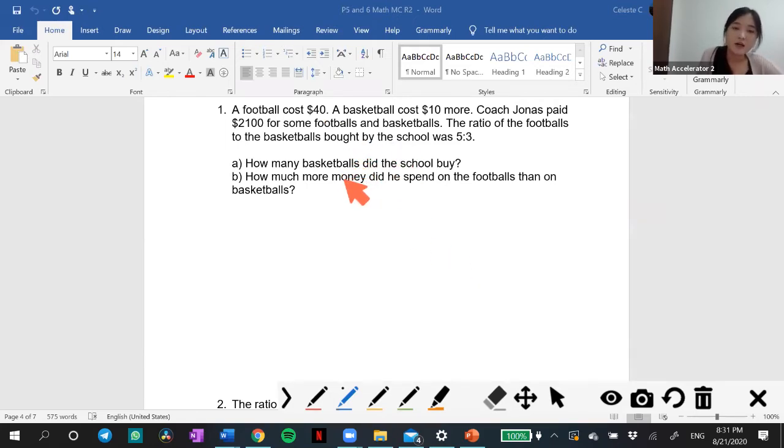Okay, so part A, how many basketballs did the school buy? So looking at your strategy, the first thing you must do is identify the number and value. So you have football and basketball. So FB for football, BB for basketball. So identify the number and value.